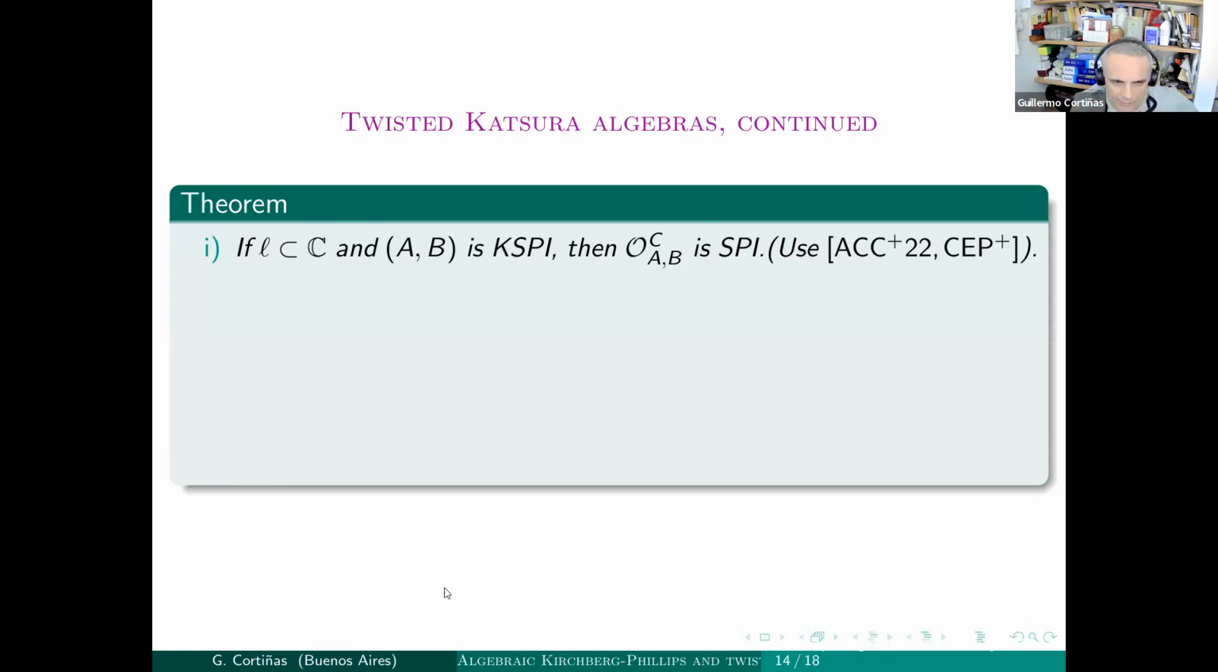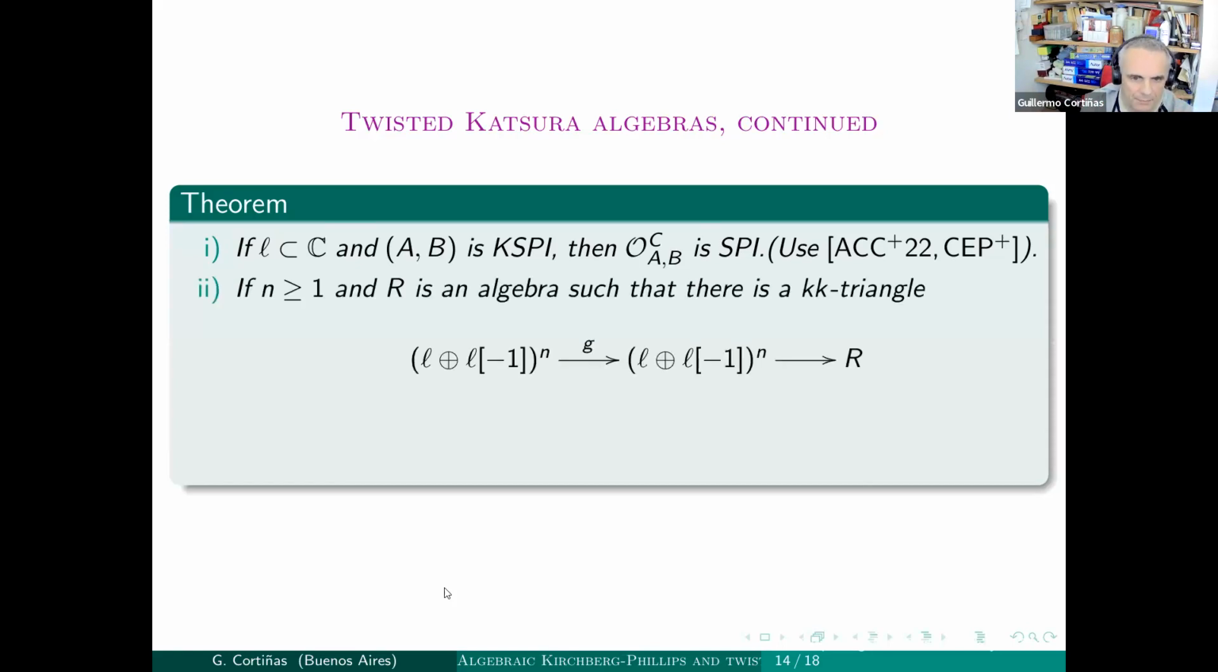If I add that the groupoid be Hausdorff, then I can use the paper on twisted Steinberg algebras mentioned before to conclude again that O is SPI, and then I do not need that L is a subfield of the complex numbers. But if I want it to hold for any AB such that AB is KSPI, then I need L to be a subfield of the complex numbers.